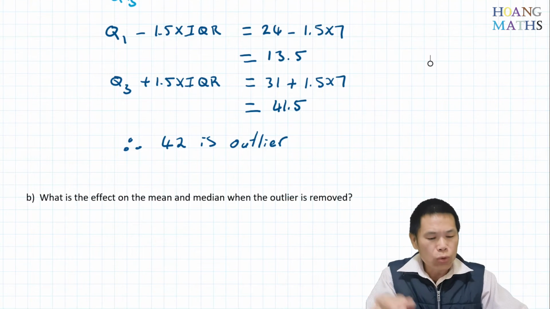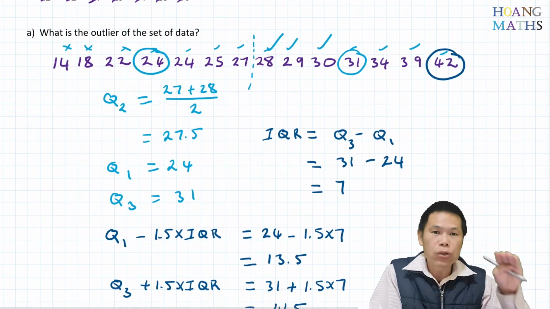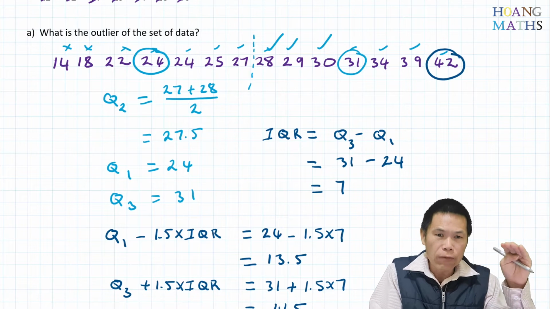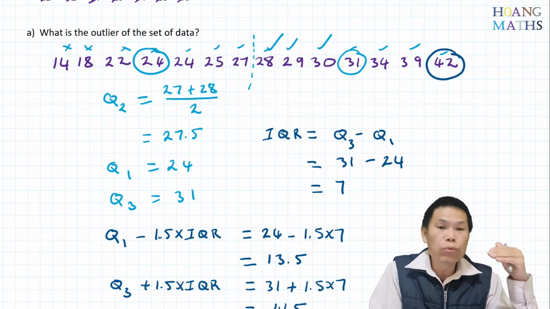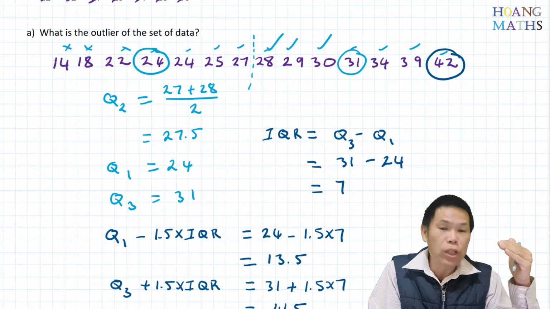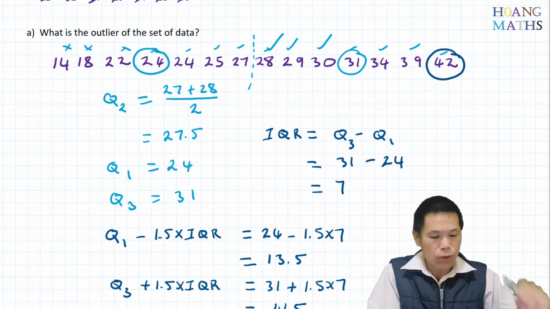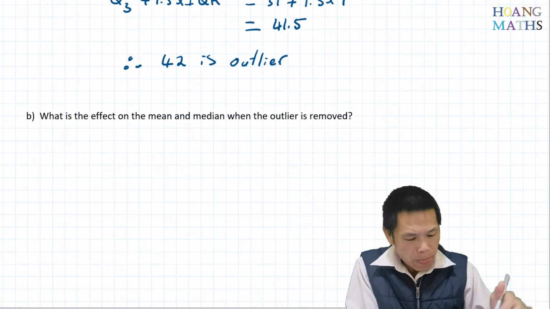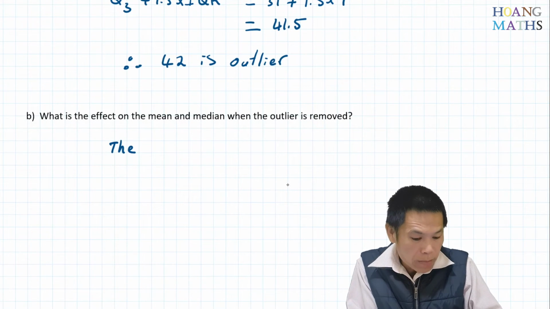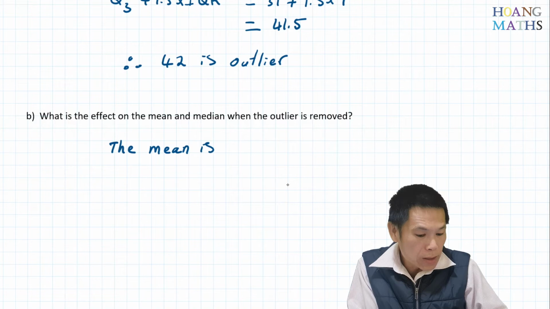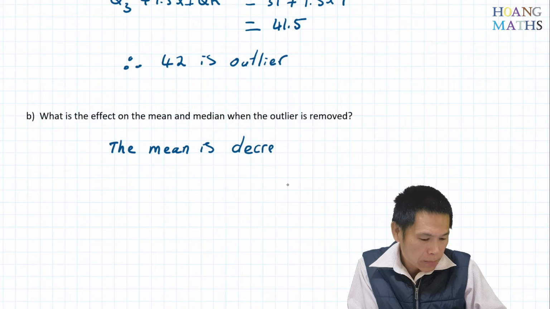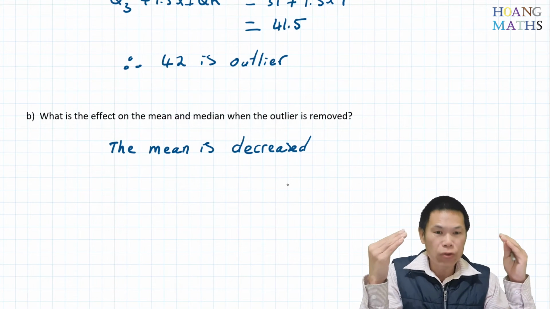Otherwise, you can just work out the average using the calculator first, the mean if you like, and then you do a new set of scores without 42, and you should see the result. So that's how you do it. I'll just write this down. The mean is decreased when the outlier is removed.